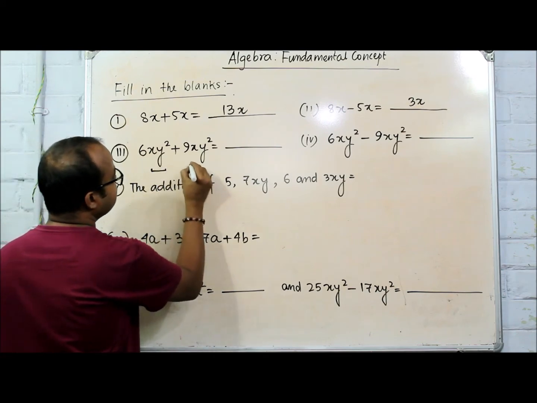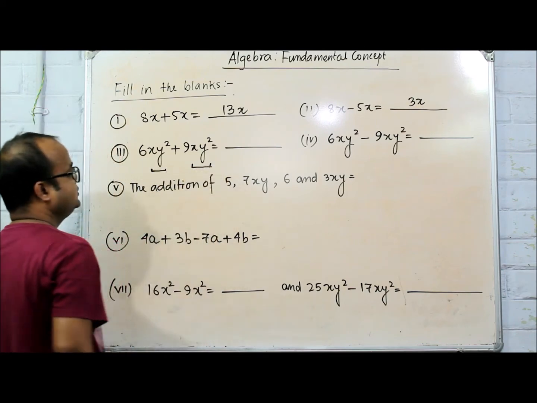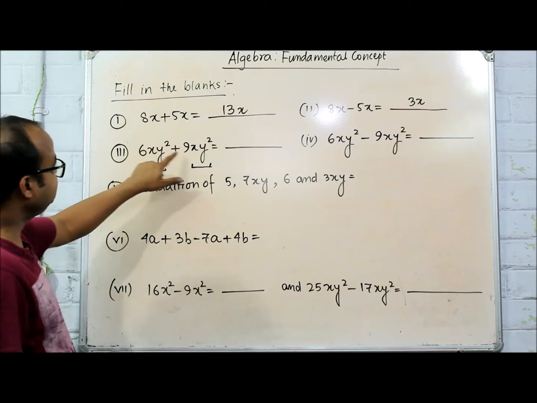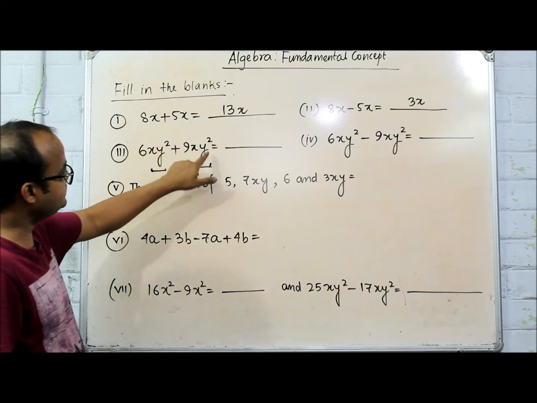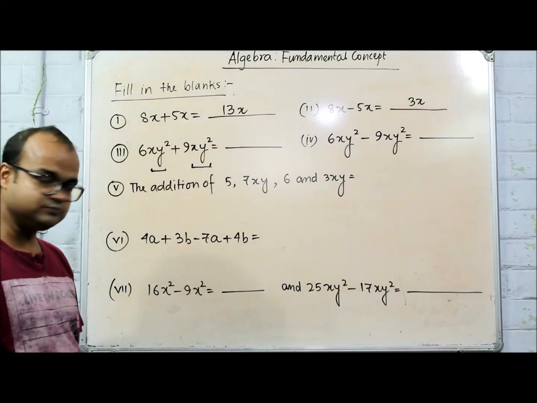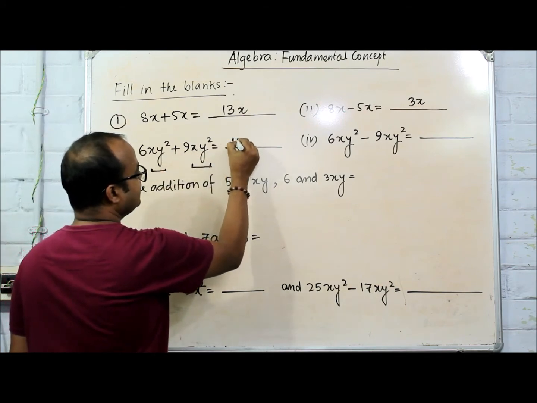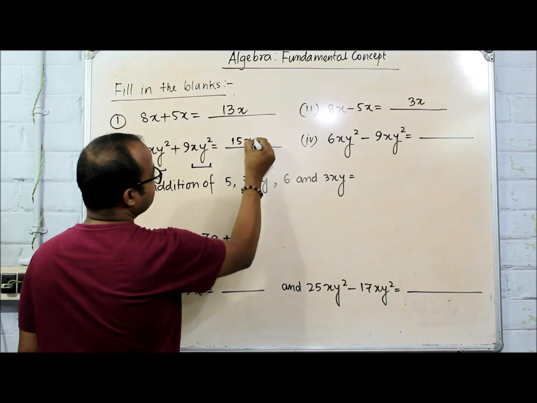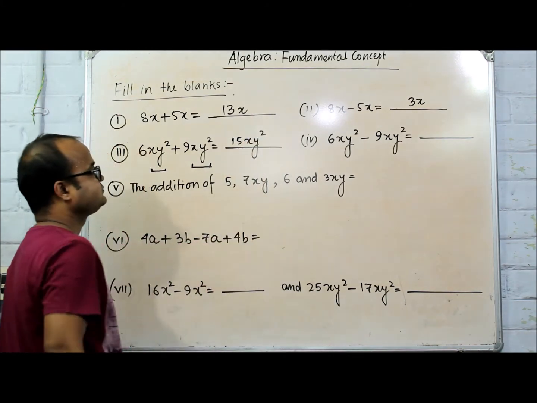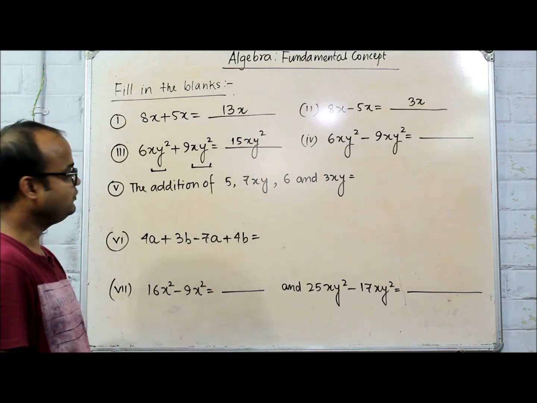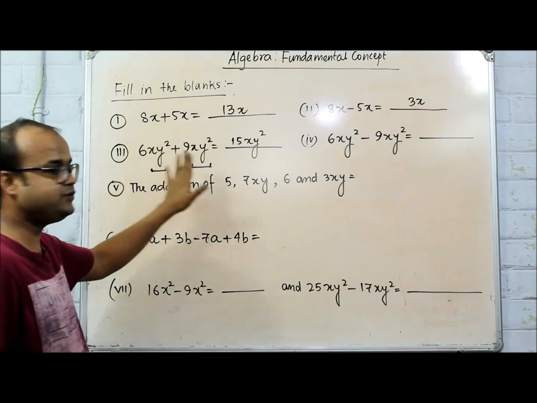Just look at these two terms. Same term, xy square. So they are like terms. 6 plus 9, 15xy square. We are just adding the numerical coefficient.